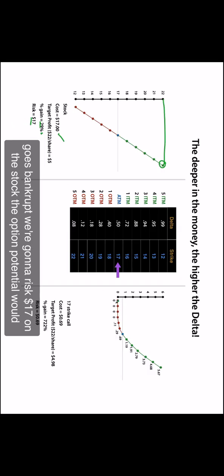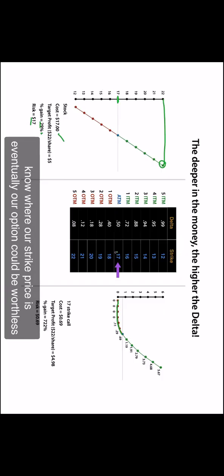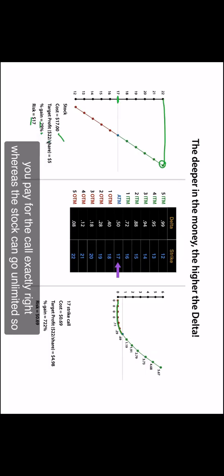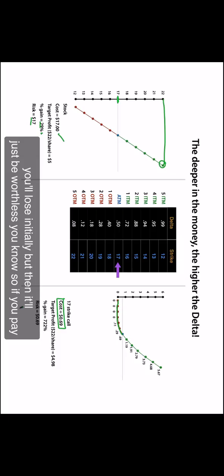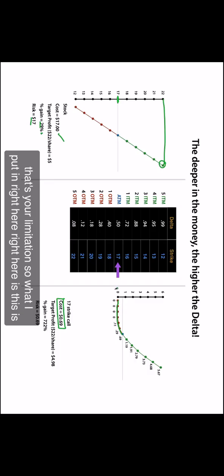The option potential would look more like this, because if this stock goes below 17, below this line where our strike price is, eventually our option could be worthless. But no matter what happens, and importantly, all you can lose is what you pay for the call. Exactly. Whereas the stock can go unlimited. So it's got that nice slope to it on the loss side because you'll lose initially, but then it'll just be worthless. If you pay 69 cents for this call option as we're showing, that's all you can lose in it. That's your limitation.